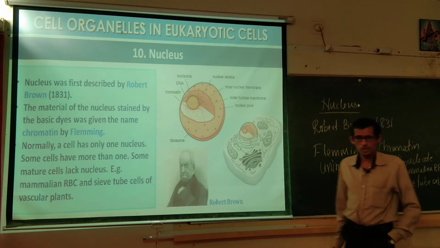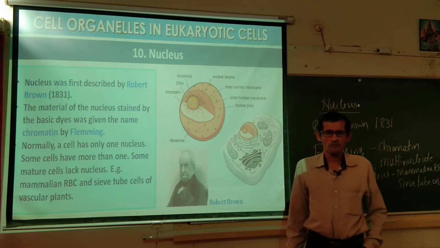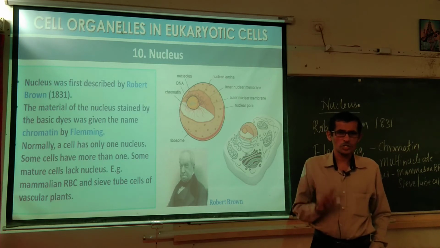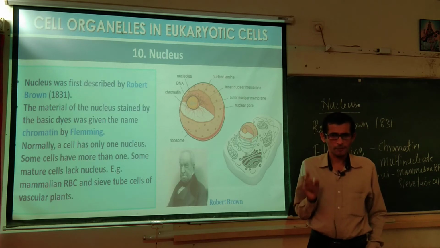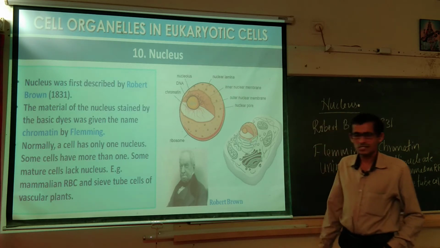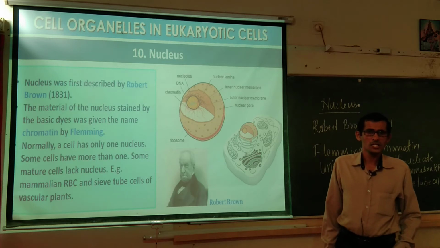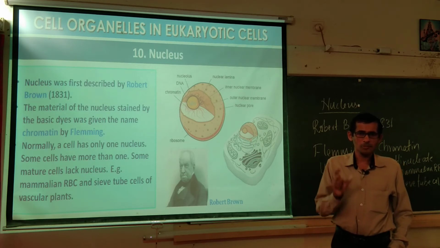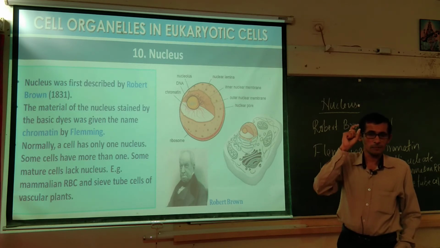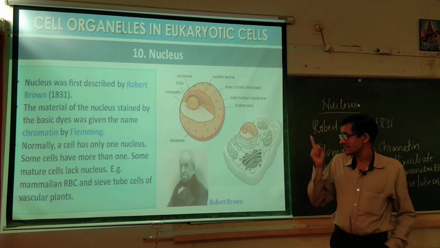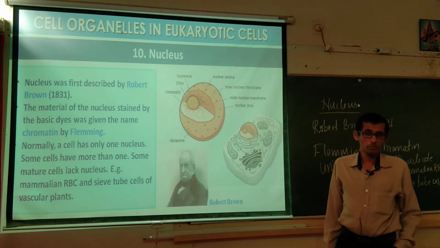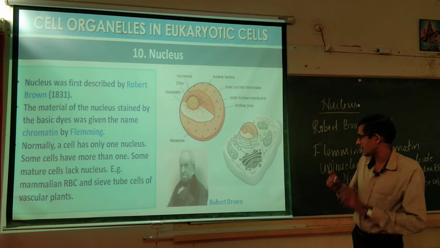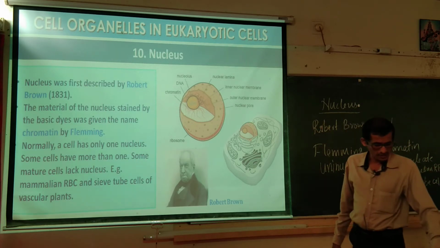We study the sieve tube cells, companion cells, phloem parenchyma, xylem vessels, xylem tracheids, etc. The vascular tissues will be studied in the chapter on anatomy of flowering plants. In the sieve tube cells of vascular plants there is no nucleus, and in mammalian RBC, including human RBC, the matured red blood cell has no nucleus. So, it is an enucleated RBC. The nucleus is totally absent. That is for the basic concepts of the nucleus.